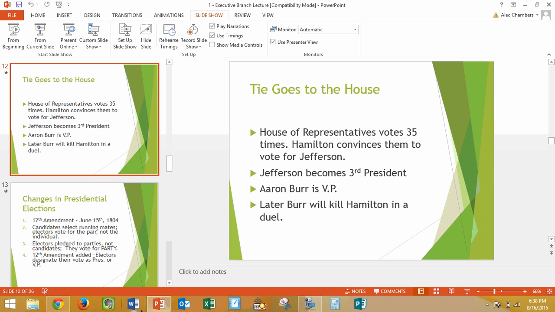Alexander Hamilton, who was one of the great political masterminds of our early country, convinced the House of Representatives to vote for Jefferson, causing him to become the third president. Aaron Burr became the vice president, and later Aaron Burr would eventually kill Alexander Hamilton in a shootout. So there were some obvious hard feelings between Aaron Burr and Alexander Hamilton. Remember, Alexander Hamilton is the one who convinced the House to vote for Jefferson.